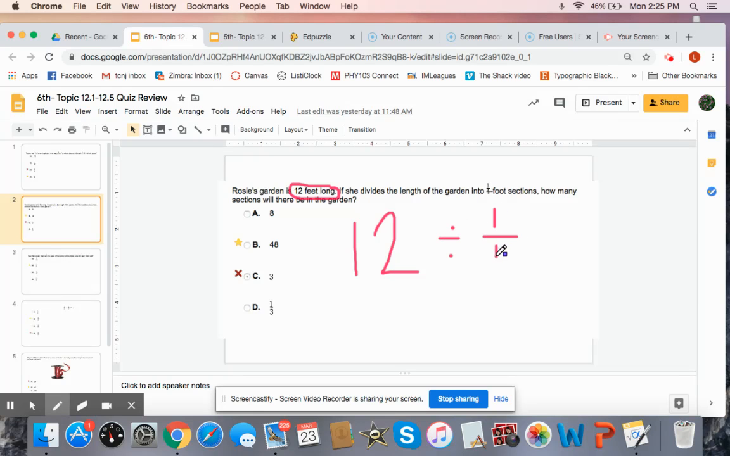And again, the same process applies. We keep whatever's first, we change the division to multiplication, and we flip 1/4 to 4 over 1, which is just the same thing as 4. So 12 times 4 is 48. So if the garden is 12 feet long, there are going to be 48 1/4 foot sections.